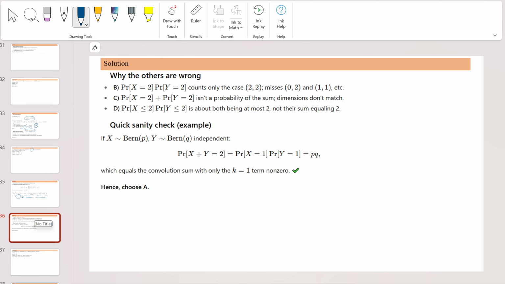Okay. So why are the others wrong? When you see option B, that is probability of X equal to 2 and probability of Y equal to 2, this matches only the case 2, 2 and misses 0, 2 and 1, 1. Okay. So simply, option A is actually correct.